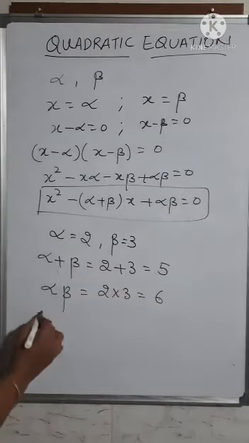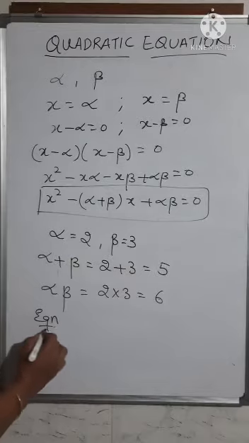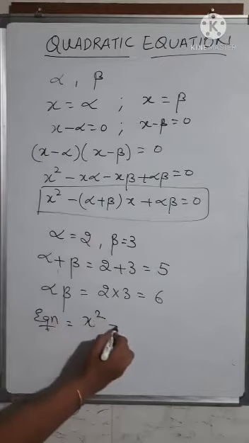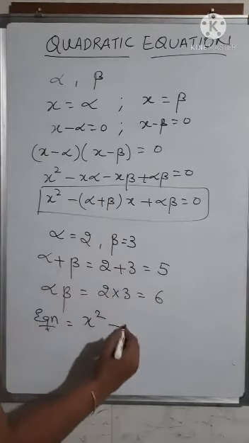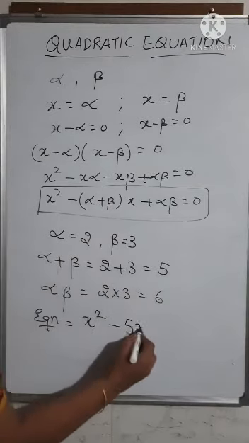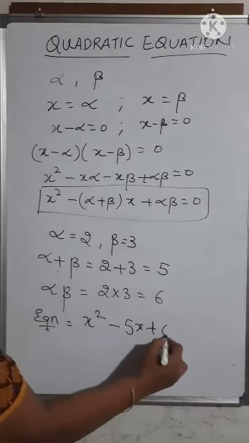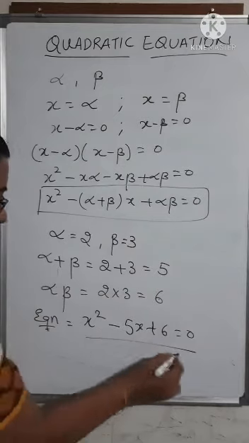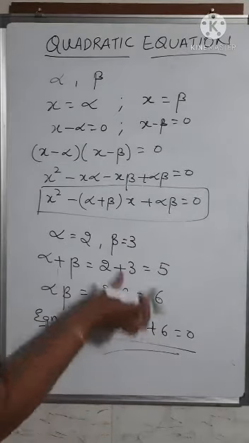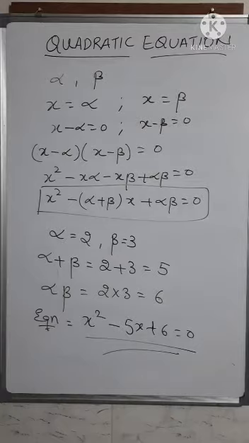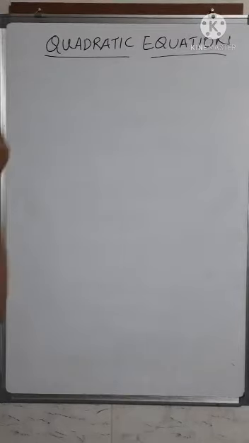Now frame the equation. So the equation will be x square, put minus sign, alpha plus beta, what you have got, 5, write x, plus alpha into beta, what you have got, 6, and equate it to 0. So this will be your equation. When you factorize this, you will get these two as the roots of the equation. So this is how to obtain the quadratic equation when the roots are given. So we'll go to practice set 2.5.